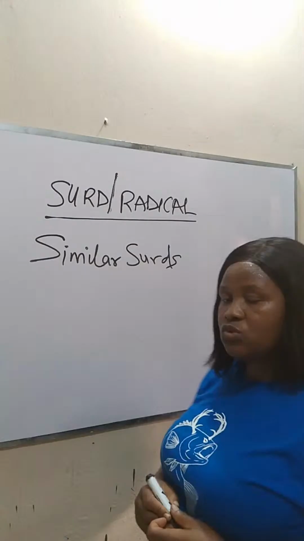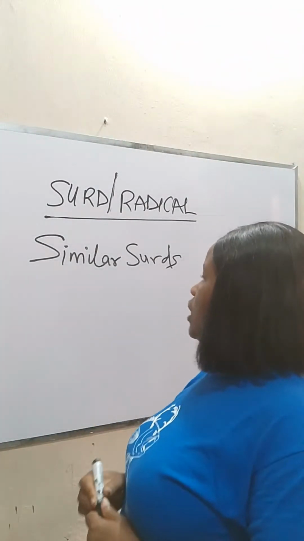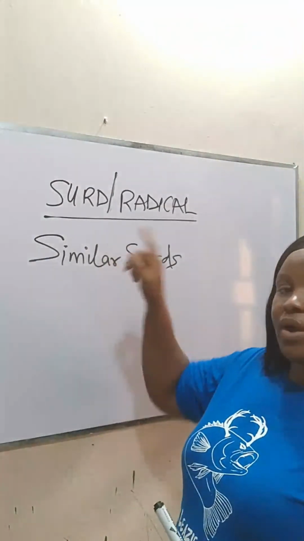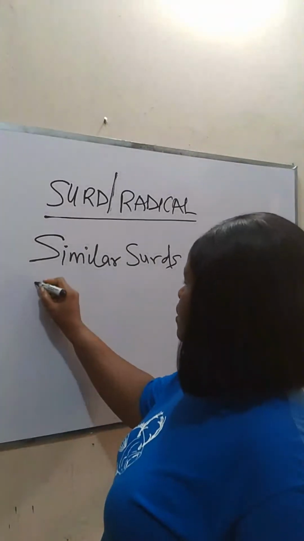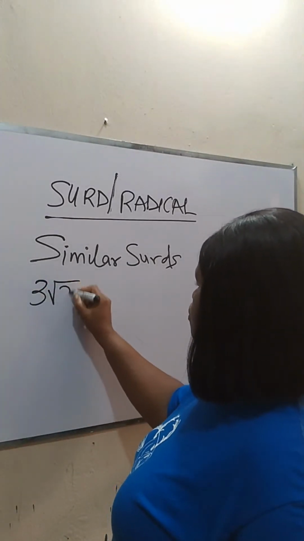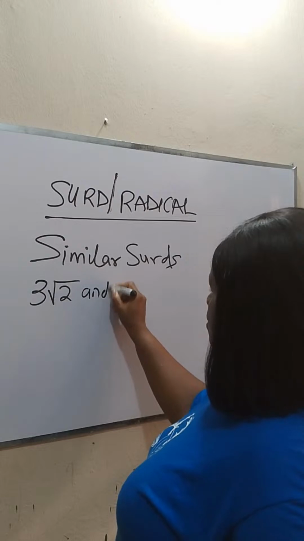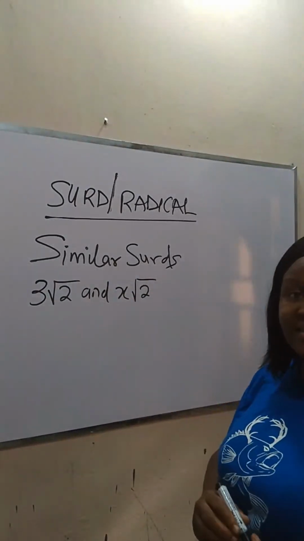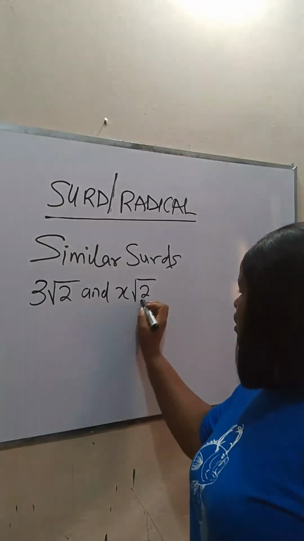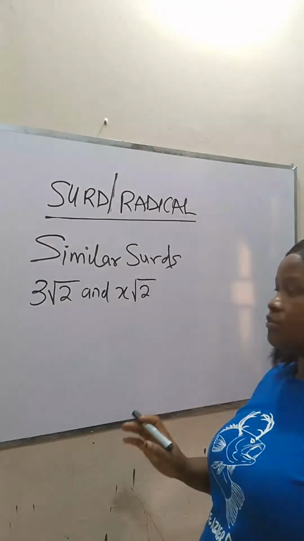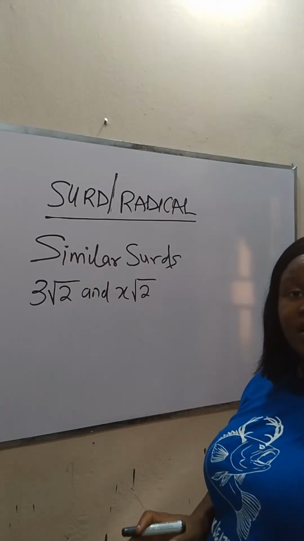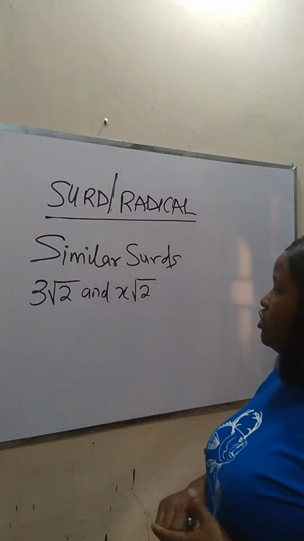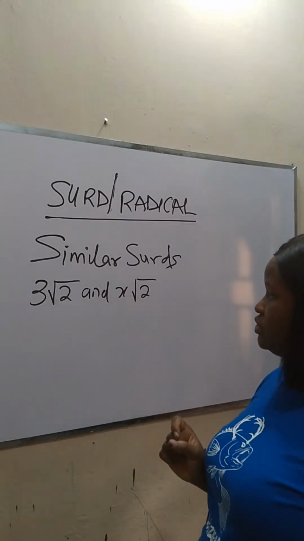Now the question is, when are surds said to be similar? A surd is said to be similar when whatever is under the square root is the same. Let's say I have 3 root 2 and x root 2. Now they are similar because the square roots are the same. That's what you consider when you're talking about the similarity of surds. You look at what is under the square root.